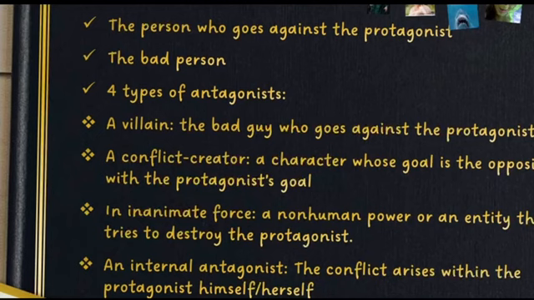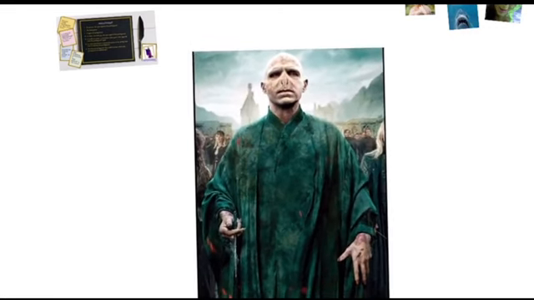This is the character who is evil and goes against the protagonist. The villain antagonist gives obstacles to the protagonist to achieve the goals, and the protagonist needs to find the solutions to overcome the antagonist. Let me give you an example. Let's take a look at this character.